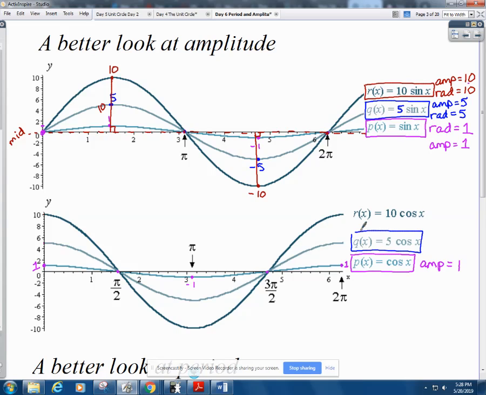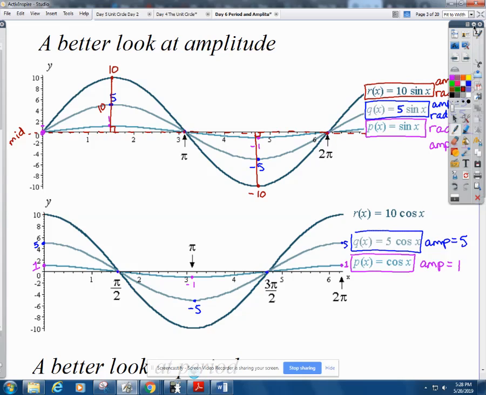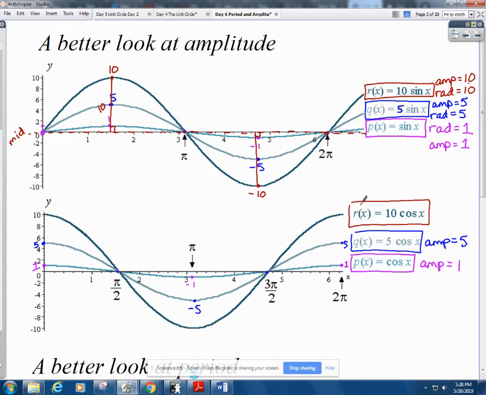For g of x, the amplitude is 5, and with cosine that means you start at 5. Then you go 0, -5, 0, back to 5. And when your amplitude or A value is 10, your amplitude is 10, and we start at 10. 10 to 0 to -10, back to 0, and then back to 10. I mean to 10, not -10.